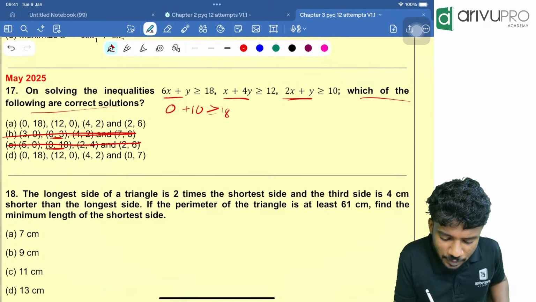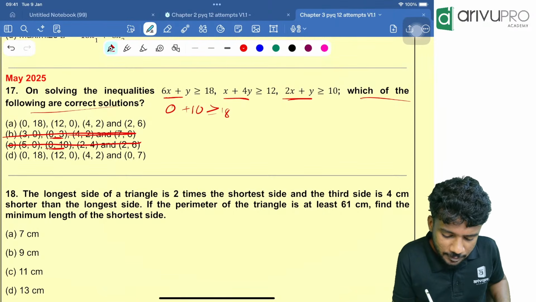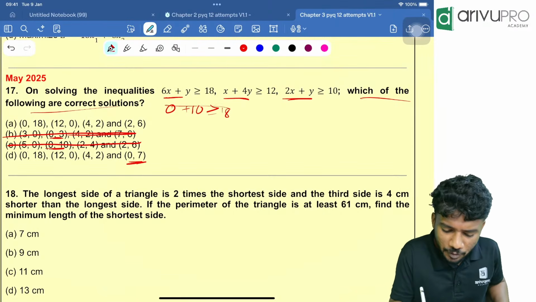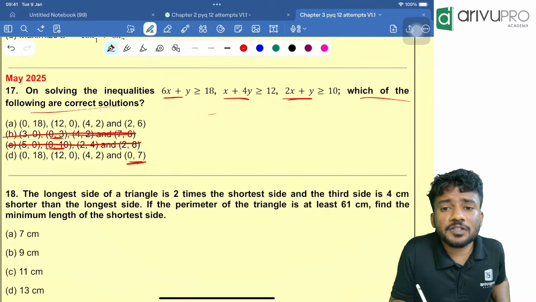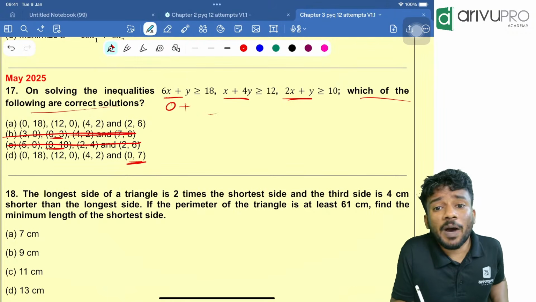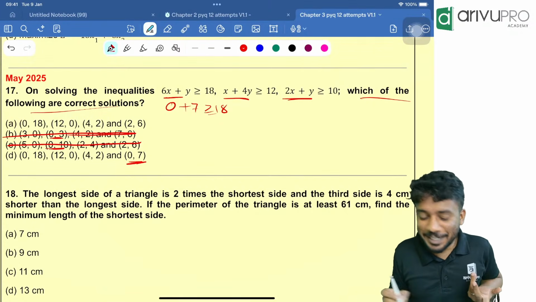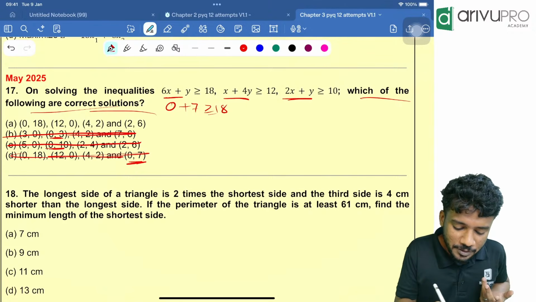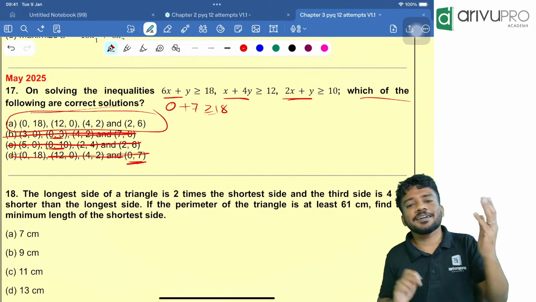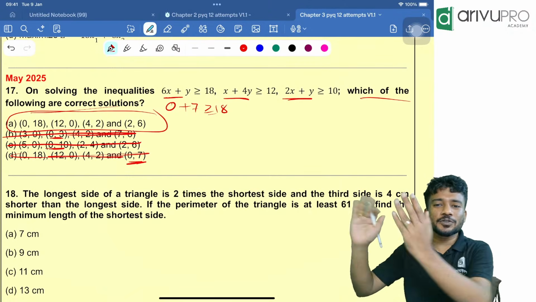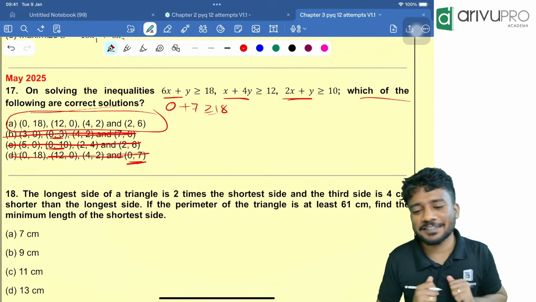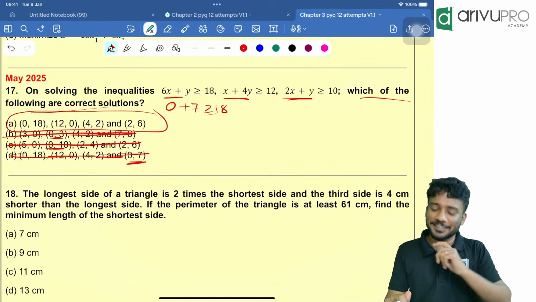Now similarly, you take this one, 0, 7, and substitute there. 6 into 0 is 0, plus y is 7, greater than or equal to 18. Is 7 greater than or equal to 18? No, it is less than. So which option is the right answer? Option E is the right answer. So eliminate those unwanted options and go for the answer. That is the easiest way to solve this question.